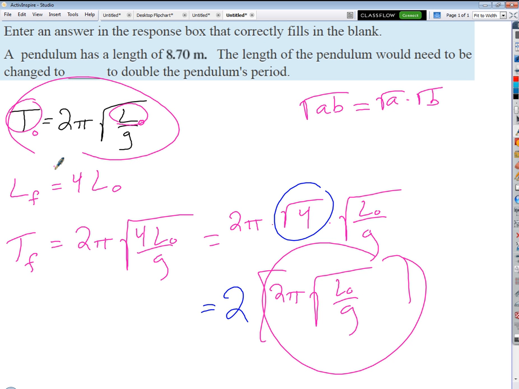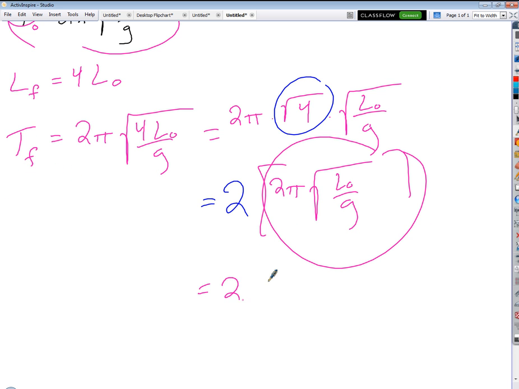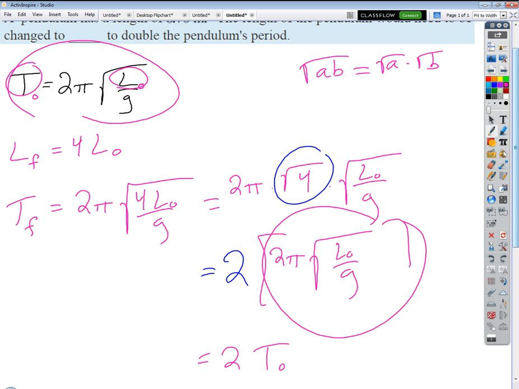So I increased my length by a factor of 4, and what I got back was twice my original period. See how that works? And if it was triple, you'd do 9. Exactly. So if it was triple, it'd be 9. And what I just want you to see here for future reference is that because this is inside the square root and that's outside the square root, any change of a factor of 4 here, because it's square rooted, only brings about an actual outside change of 2.